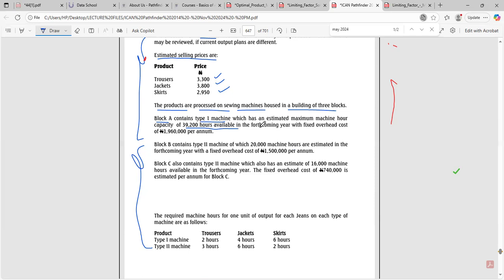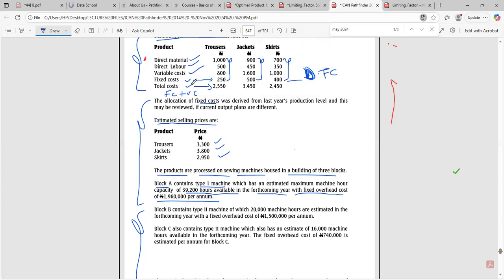Then I said, in the forthcoming year, with fixed overhead cost of 1,960,000 per annum. So that machine, we're also incurring a fixed cost in that particular place, in block A. And that fixed cost is 1,960,000 for 1 year. Now, let me take a pause and tell you why this fixed cost is a direct fixed cost. This one that we incurred now is not linked to either trouser, jacket, or skirt. It becomes a general fixed cost.